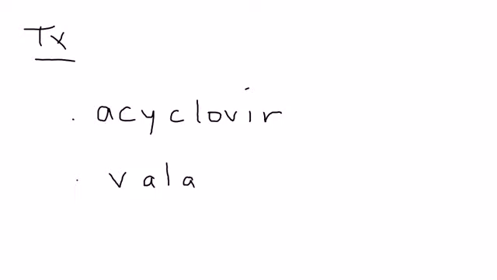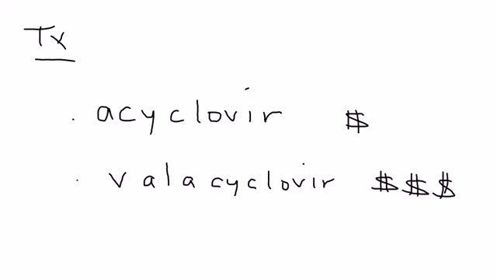So, treatment. Well, the good news is that for all types of herpes, the treatment is essentially the same drugs. Acyclovir is by far the most common, and then valacyclovir is also used. Valacyclovir is more expensive. I'll draw dollar signs here. Actually, let's draw 3. It's quite expensive. These are antiviral drugs, and they all tend to end in vir, just in case you're wondering.